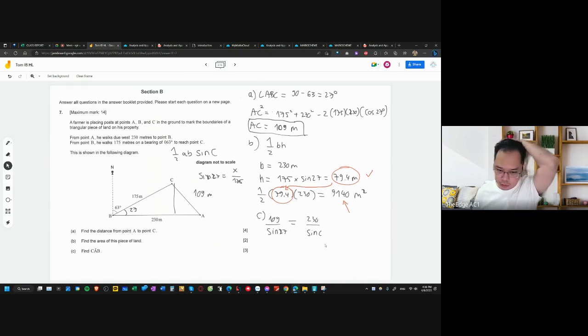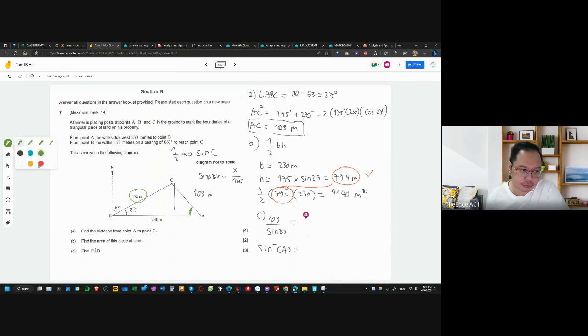The angle C there, we don't know. We need to find the angle CAB, which means this angle. So we're supposed to use the sine 175 meter instead, equal 175 meter over sine of the angle we need to find, which is CAB. We need to find this thing, not the angle C. Okay, let me write this thing: 175 over sine of the angle A, which is CAB.